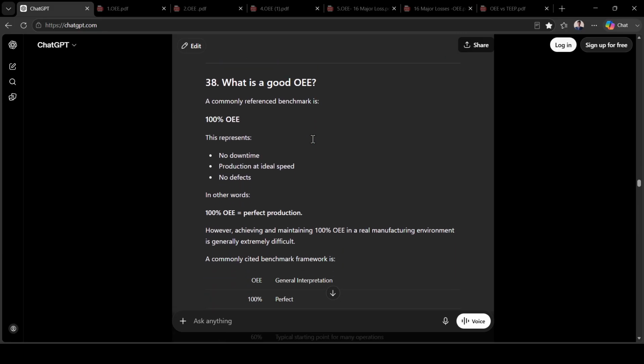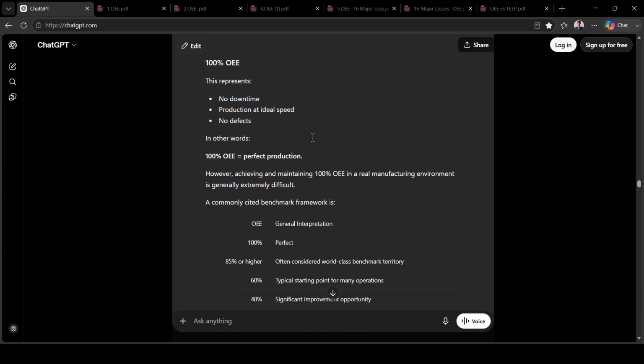So what is a good OEE? The commonly referred benchmark is 100% OEE, which represents no downtime, production at ideal speed, and no defects. In other words, 100% OEE is perfect production. However, achieving and maintaining 100% OEE in a real manufacturing environment is generally extremely difficult.